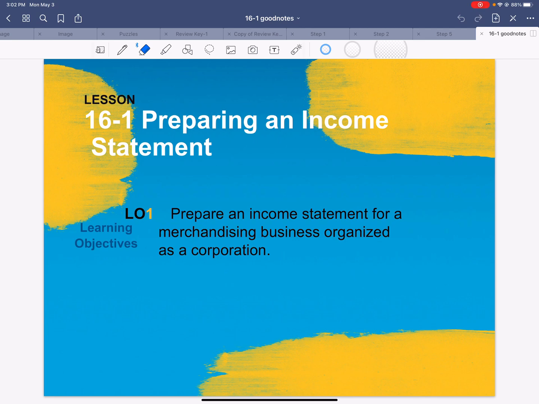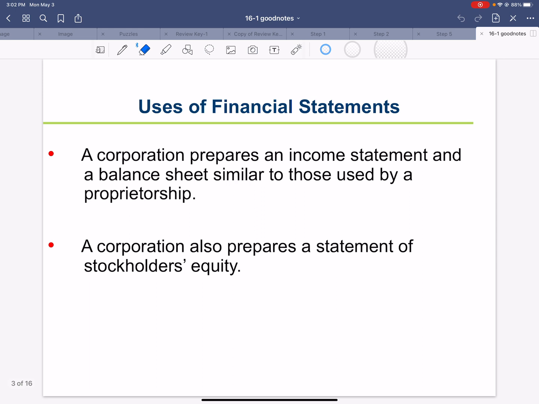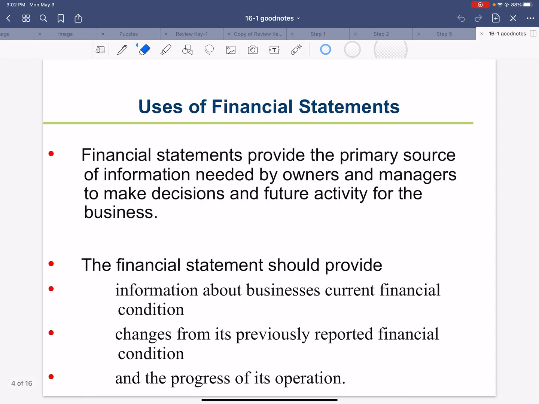Chapter 16, Lesson 1, we are going to prepare an income statement, and it's going to be for a merchandising business organized as a corporation. A corporation prepares an income statement and a balance sheet similar to those used by a proprietorship. A corporation also prepares a statement of stockholders' equity.